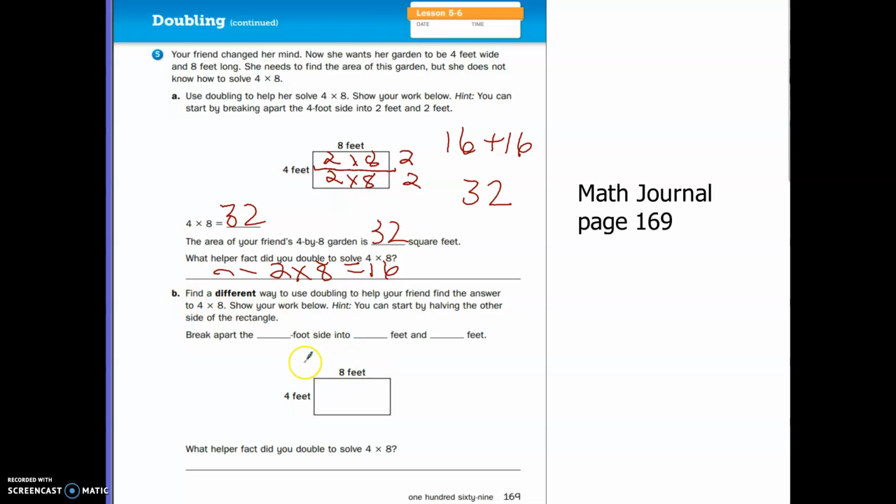Now, it's the same garden down here, but I want to challenge you, instead of dividing it by the 4, divide it at the 8. So then this would be 4 and 4. See what you can come up with that one.